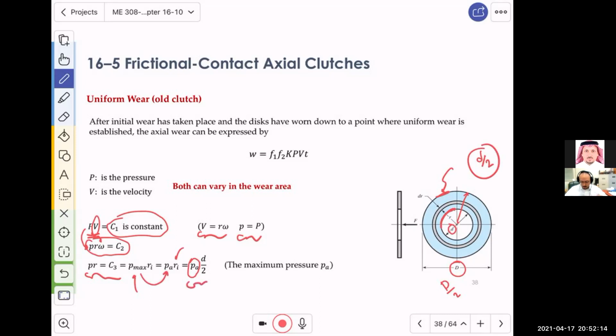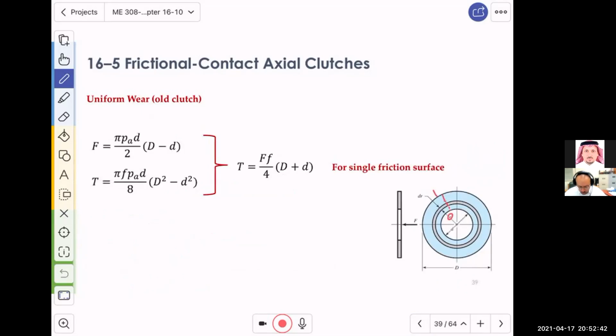So pr equals Pa multiplied by d small over 2. Now this expression is very important because we use it in the integration in order to find the relation for force and torque. Remember, that's what we want: force and torque.